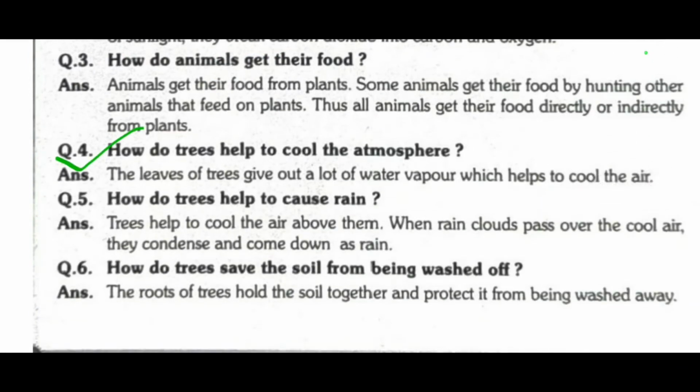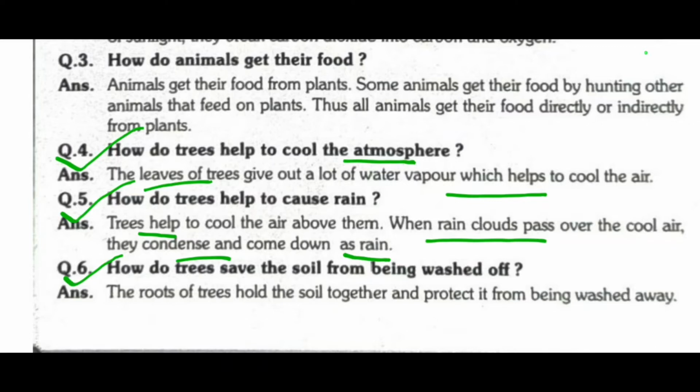Then how do trees help to cool the atmosphere? The leaves of trees give out a lot of water vapor which helps to cool the air. Then how do trees help to cause rain? Trees help to cool the air above them. When rain clouds pass over the cool air, they condense and come down as rain.